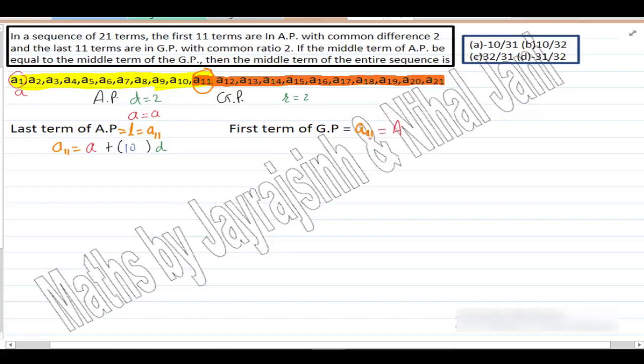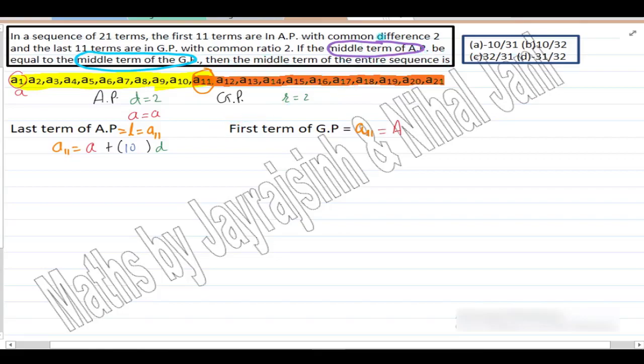Let's assume it is capital A. Okay. Now let's go for the question. If the midpoint of AP be equal to the midpoint of GP, then we have to find the midpoint of the entire sequence.